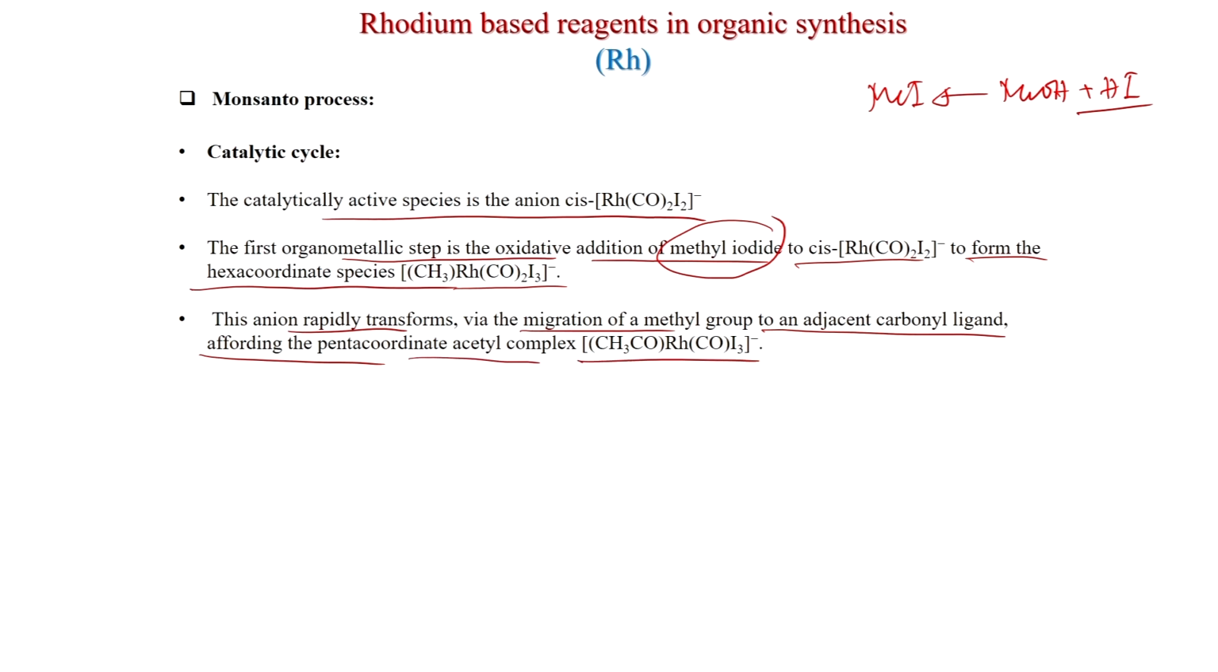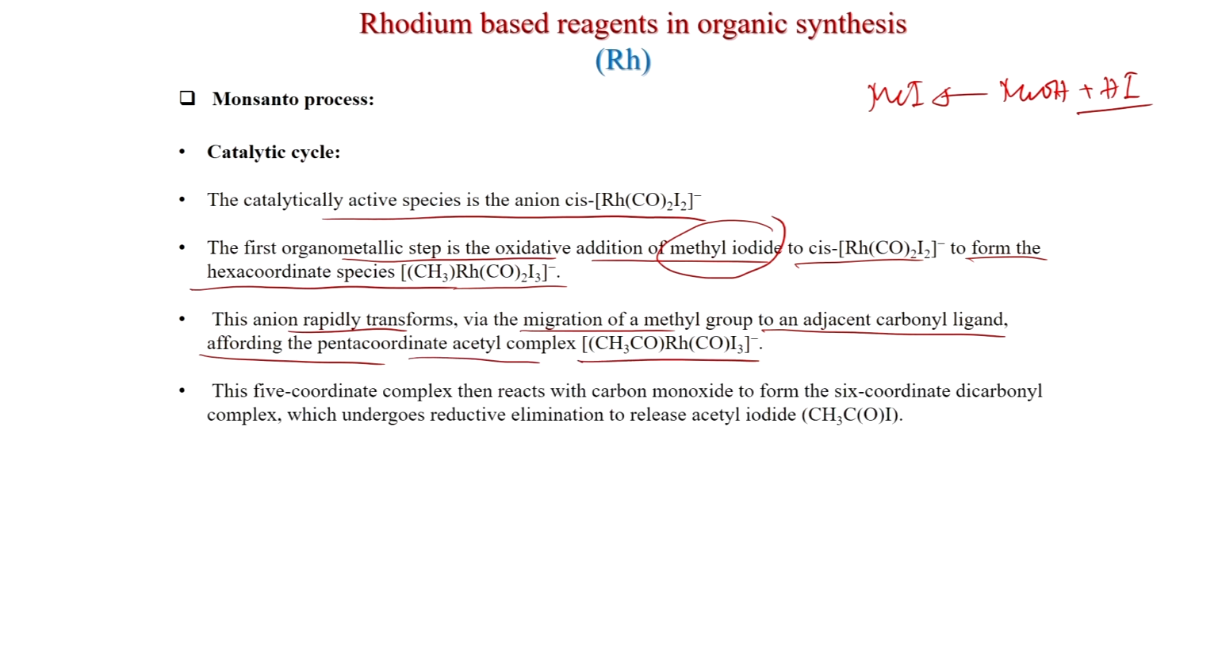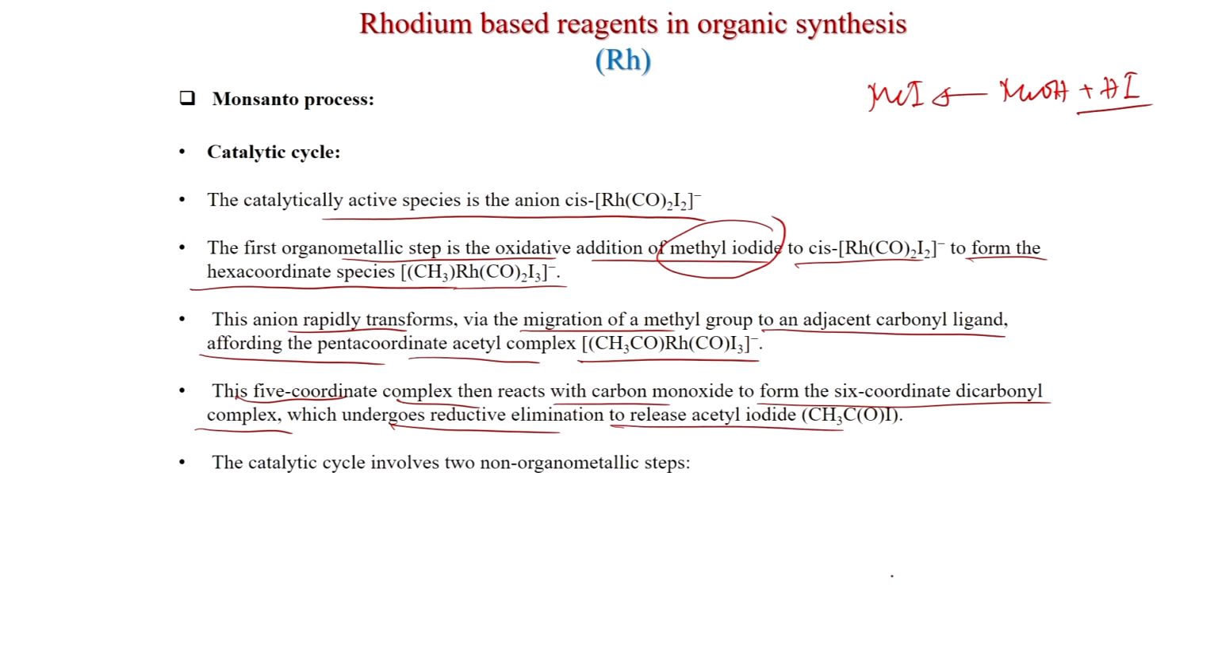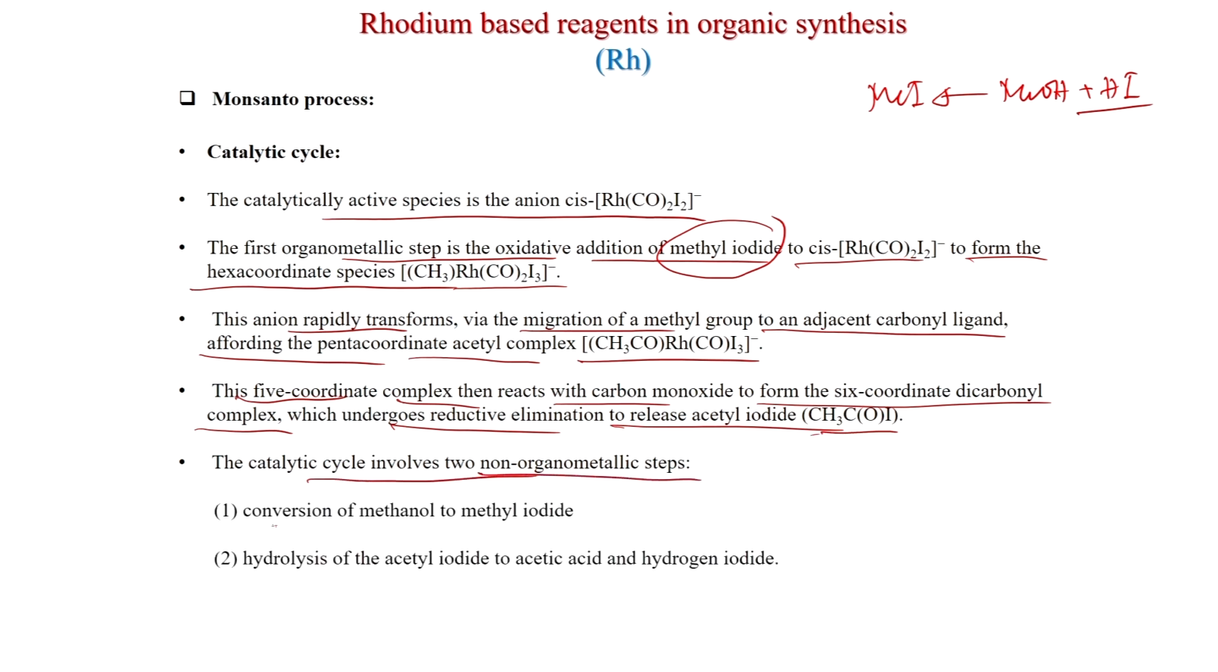Like always happens, the methyl group inserts into the metal carbon monoxide bond. Thus, this five coordinate complex then reacts with carbon monoxide to form the six coordinate dicarbonyl complex, which undergoes reductive elimination to release acetyl iodide, and this acetyl iodide will generate the HI. So, the catalytic cycle involves two non-organometallic steps: conversion of methanol to methyl iodide, and hydrolysis of the acetyl iodide to acetic acid and hydrogen iodide.